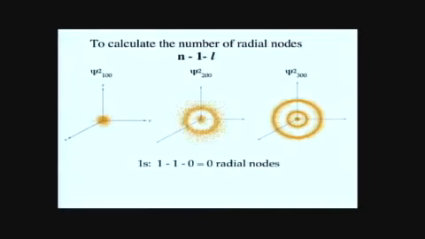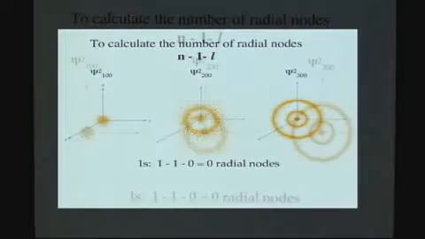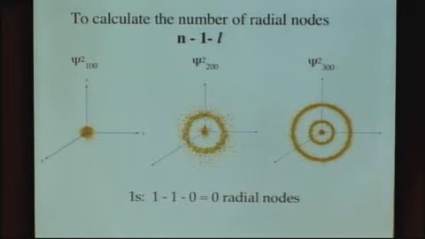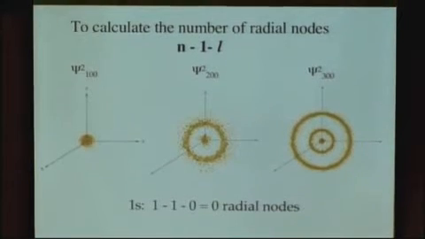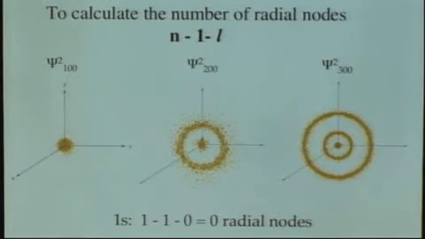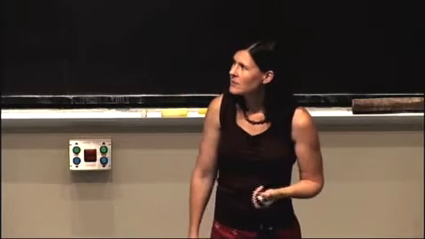It's very easy to calculate the number of radial nodes, and this works not just for s orbitals, but also for p orbitals or d orbitals or whatever kind of orbitals you want to discuss. You just take the principal quantum number, subtract 1, and then also subtract your L quantum number. So for 1s, you take 1 minus 1, and L is equal to 0, so you have 0 radial nodes. And that matches up with what we saw.